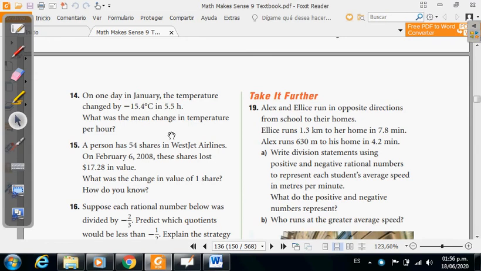So in this exercise it says, on one day in January the temperature changed by minus 15.4 Celsius degrees in 5.5 hours. What was the mean change in temperature per hour?